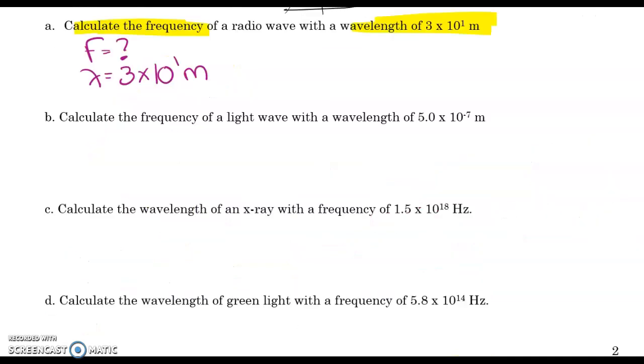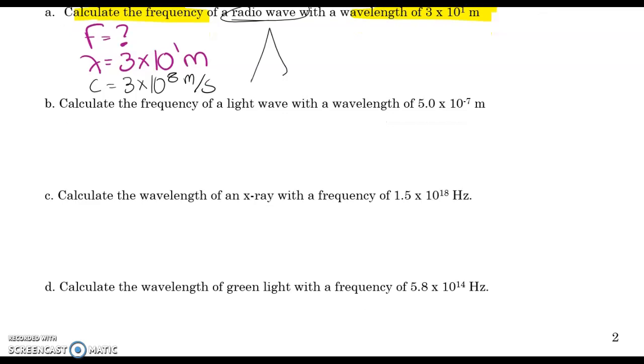It says to calculate the frequency, and we have a wavelength of 3 times 10 to the 1 meters. So we're looking for the frequency, and the other thing I know is c, because it's a radio wave, so that c of 3 times 10 to the 8th meters per second applies here.